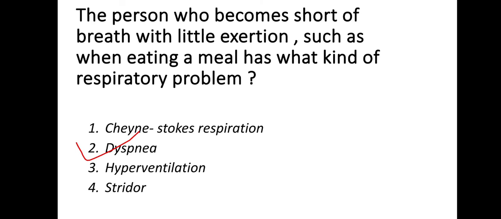When we are going through the other options, the first option is what? Cheyne-Stokes respiration. Cheyne-Stokes respiration is an oscillation of ventilation between apnea and hyperapnea. It is a combination of apnea and hyperapnea. Next word, hyperventilation. It is rapid and deep breathing. Rapid and deep breathing is hyperventilation.